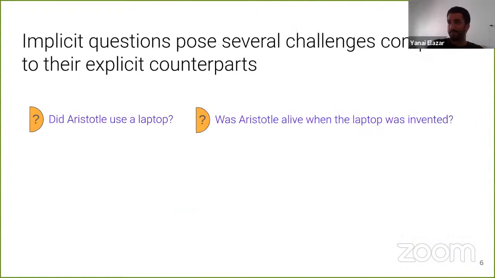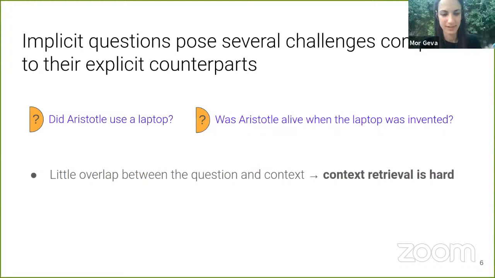there. Okay. So answering implicit questions is challenging compared to their explicit variants in two ways. Let's take as example the previous example about Aristotle and an explicit variant of it. The implicit question is, did Aristotle use a laptop? And the explicit one is, was Aristotle alive when the laptop was invented? Imagine the context for answering these questions. For Aristotle, it would probably be a background paragraph about who Aristotle was. And for the laptop, a paragraph about the history of laptops, saying that the first laptop was invented at some point. Considering the implicit version, there's little overlap between the question and the context for answering it. This makes context retrieval hard.